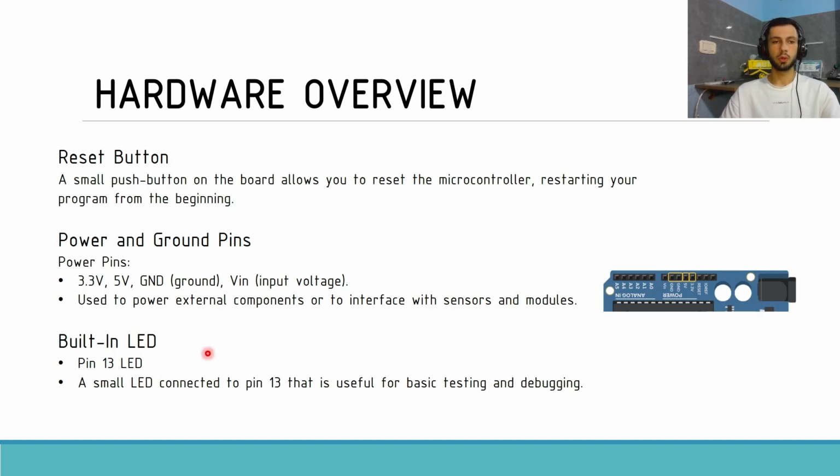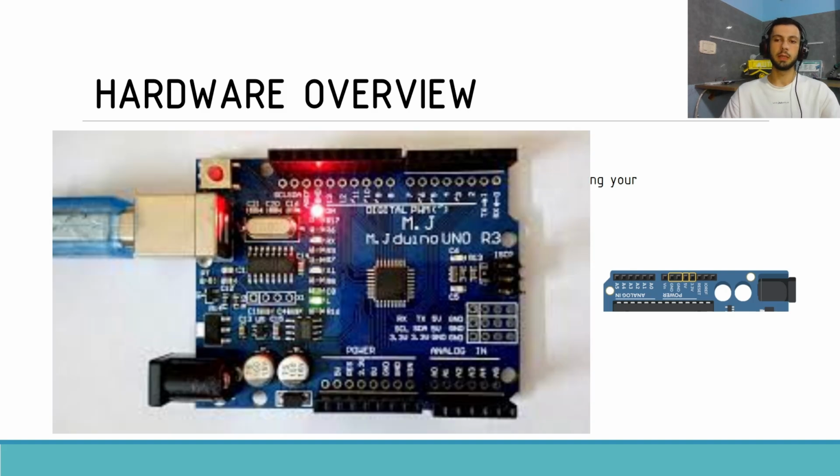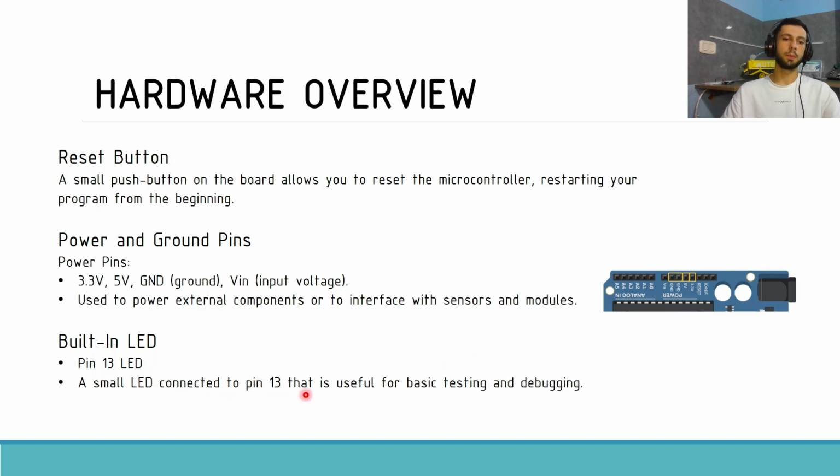The third point to talk about is the built-in LED. Digital pin 13 is responsible for a built-in LED on this Arduino board. A small LED is connected to pin 13 that is useful for basic testing and debugging. That wraps up our hardware overview of the Arduino Uno. We have explored everything from the microcontroller to the various pins that power your projects. With this solid foundation, you are ready to take the next step.